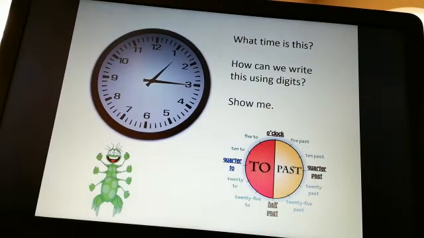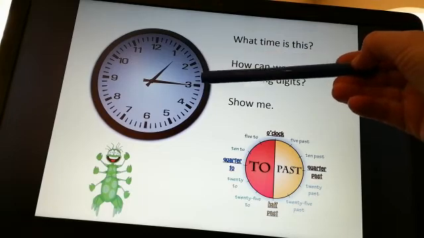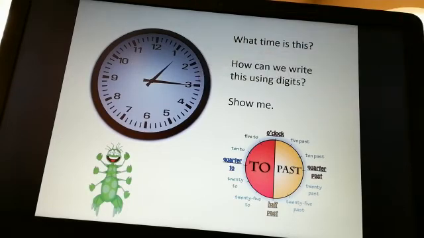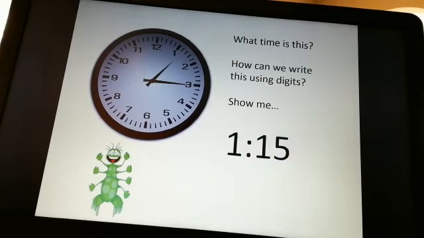Can you write down using digits what the time is? So you need to look at the hour hand, which is the short hand, and then you need to look at the minute hand, which is the longer hand, and write down the time. So you should have 1:15.